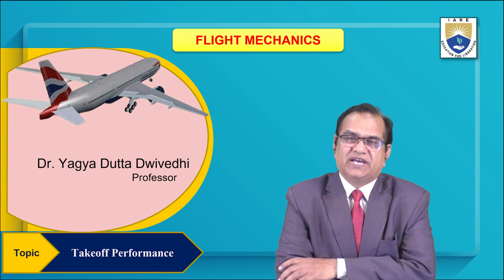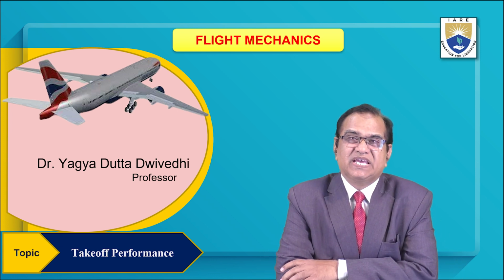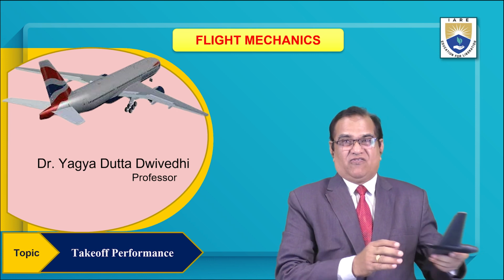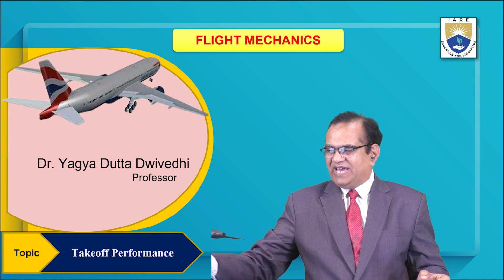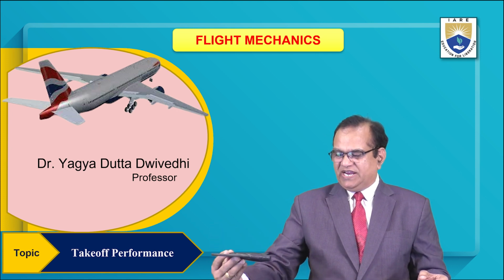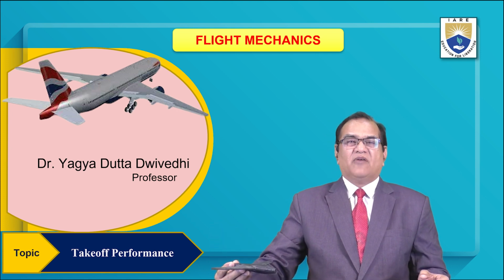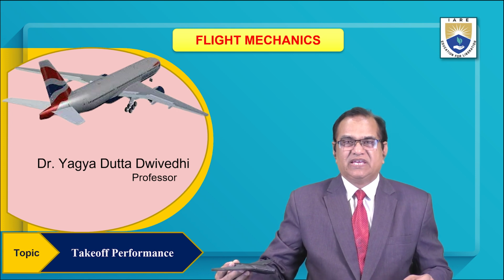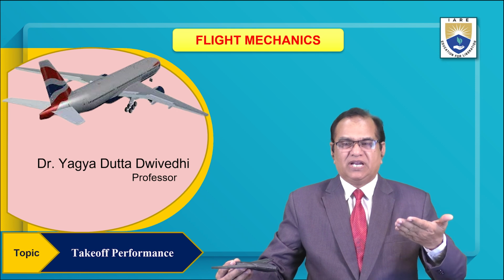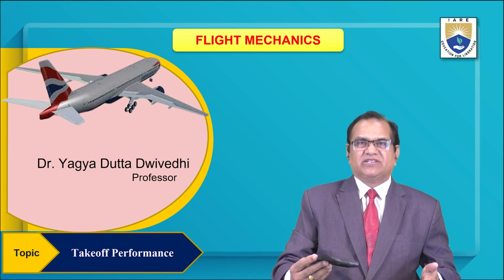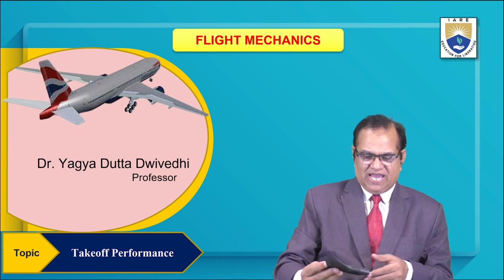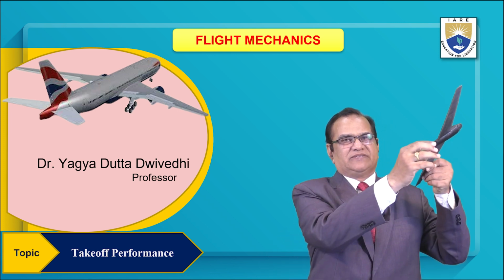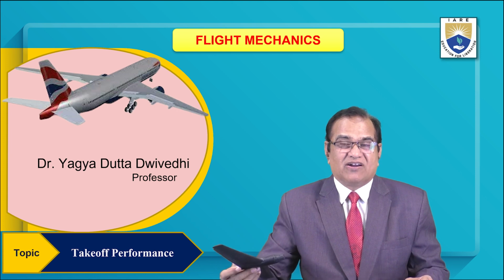Now we are starting the takeoff performance. In this takeoff performance, what is the takeoff? If the aircraft is on the runway, it is waiting here. After clearance from the ATC, the pilot gives the throttle and it speeds along the runway, and then it will rotate, and then it climbs like this. So this is called the takeoff.